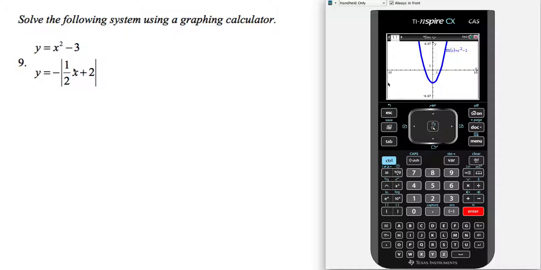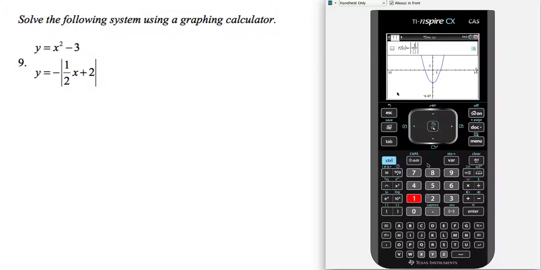And now I'm going to look at number 9 here, which is y equals the opposite of the absolute value of 1/2 x plus 2. So I'm going to press tab. I'm going to put a negative in. And then the absolute value is located in this menu to the right of number 9. Absolute value is right here. So we're going to choose that. We're going to have 1/2 x plus 2.